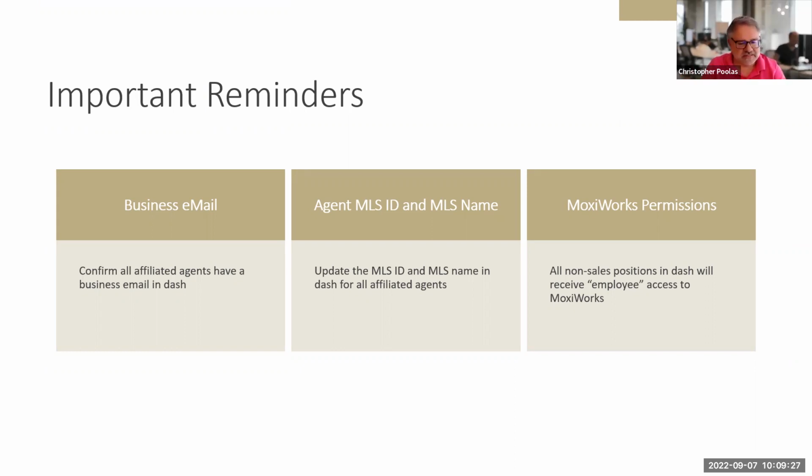And this, your business email has to be there and updated. The agent MLS, and the MLS ID and MLS name, or MLS IDs if you belong to multiple MLSs, need to be added in there to Dash. So if they're not, it just won't make that connection.